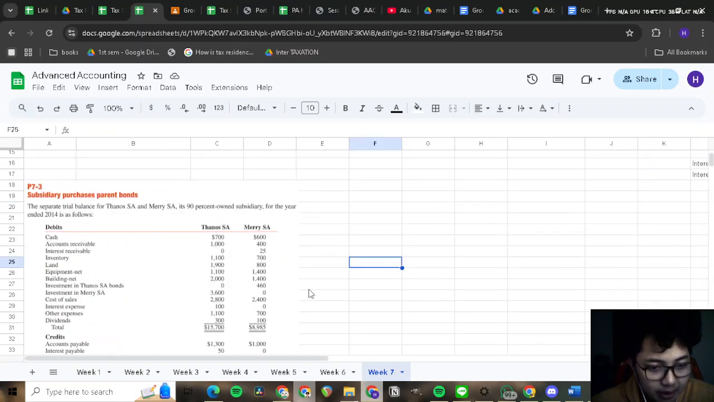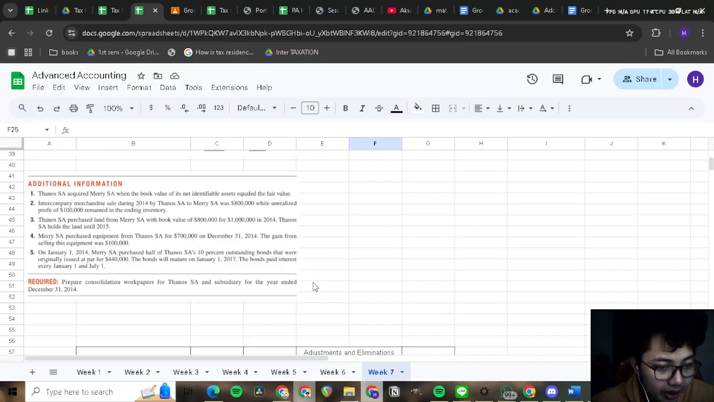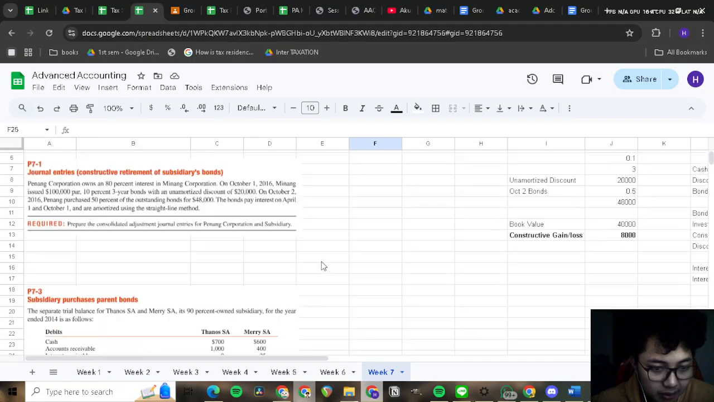Moving on to the second question. This is a little bit more work as I have actually worked on it on the bottom here. So basically, there's a couple of pieces of information here.